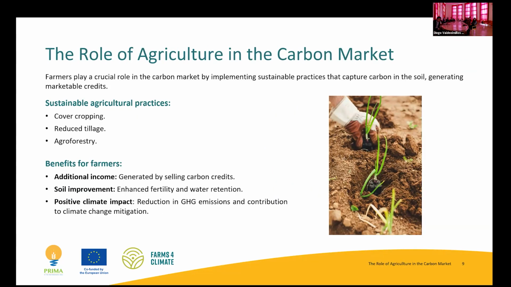Well, the role of agriculture in the carbon market. It can use this kind of methodologies and so on. They can have some benefits from selling these carbon credits. So they use some sustainable practices to have some extra benefits, like generating these carbon credits to sell to these people, to these companies and so on. And also, using this kind of credit, they can have better soil improvement, with fertility and retention, so this is also a positive impact.